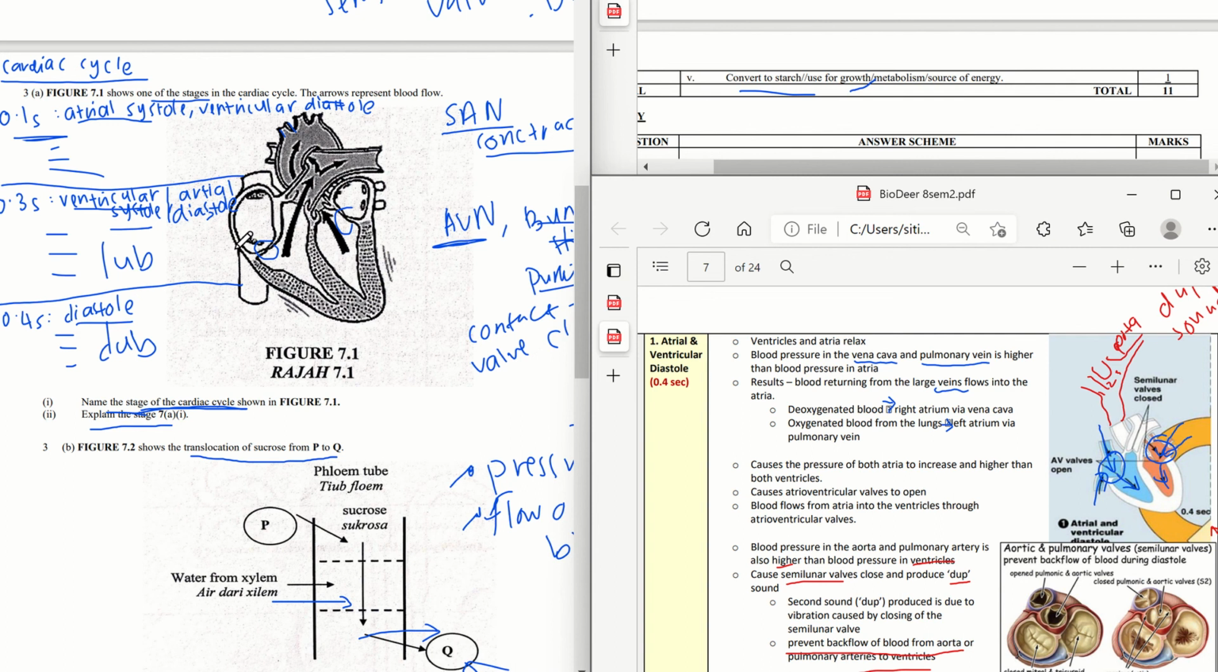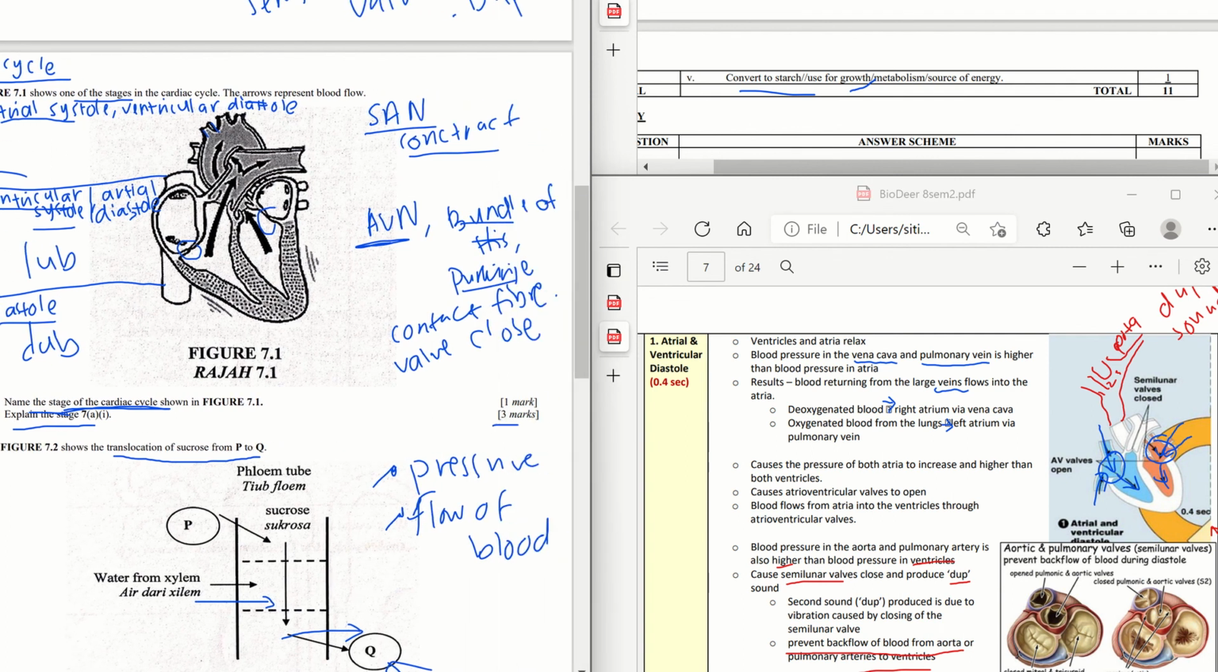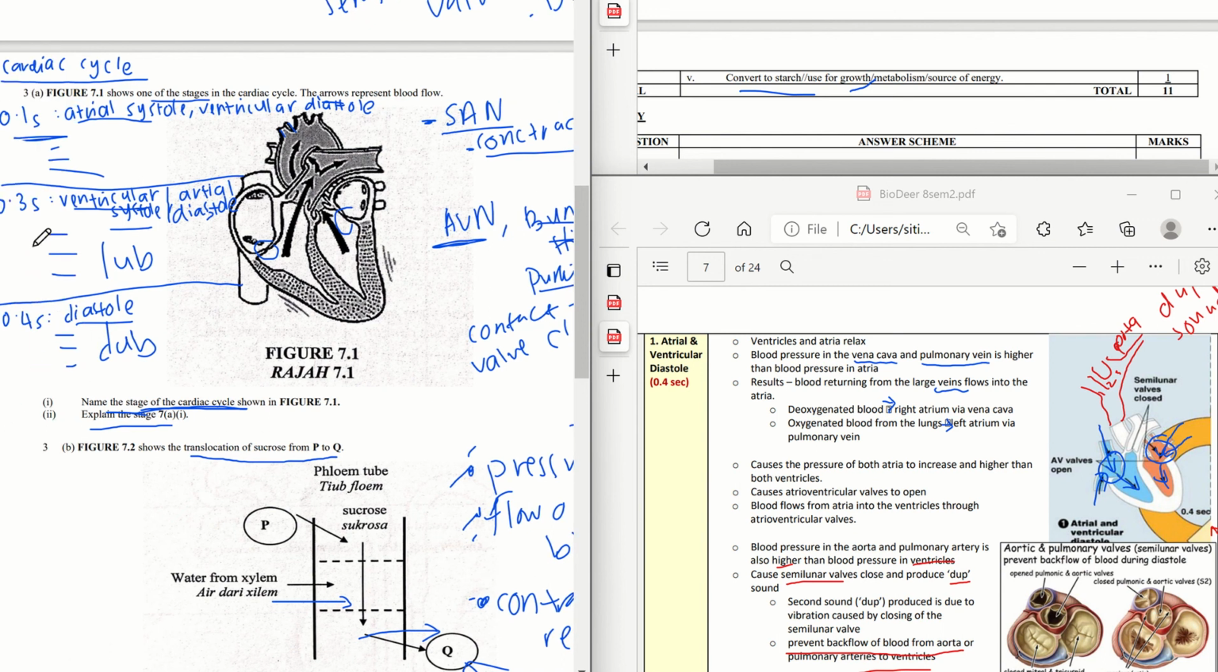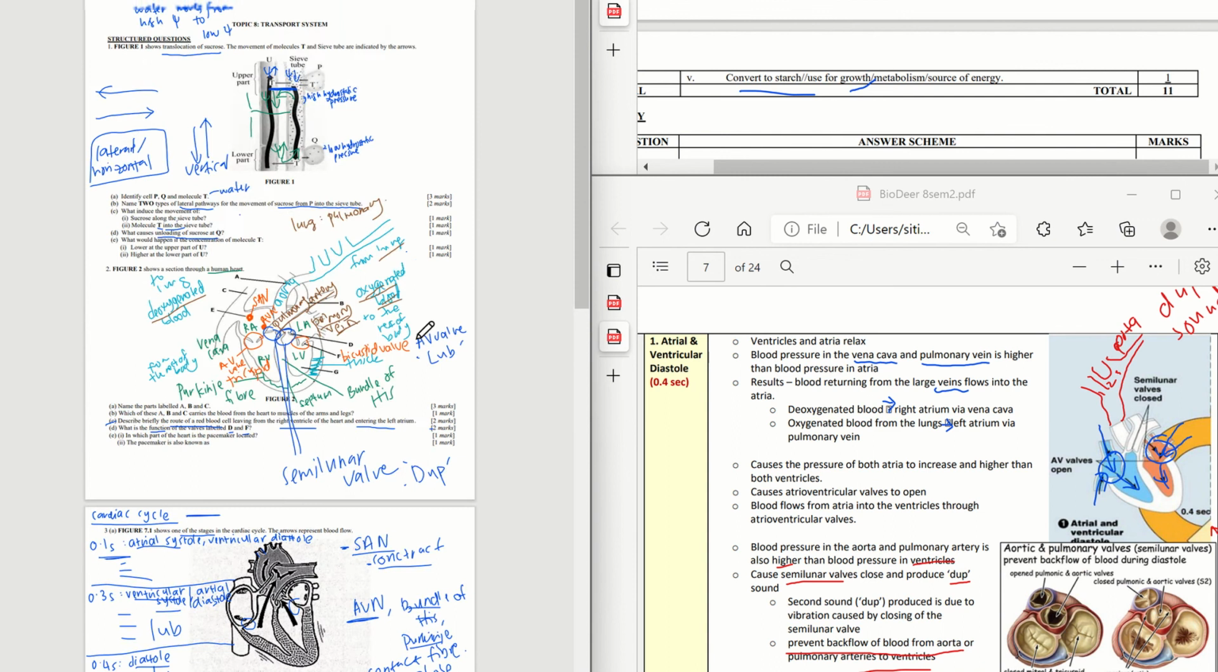Okay, so betul lah. So ingatlah dekat setiap stage ni you nak cerita pasal apa. You cerita pasal pressure kat mana high, mana low. Cerita pasal flow of blood dari mana ke mana. Okay, so bila atrial systole, you akan cerita pasal SAN, atria akan contract. Lagi satu you kena ceritalah siapa yang tengah contract, siapa yang tengah relax. Okay, so ada 3 key point ni untuk you terangkan untuk setiap stage of cardiac cycle. Itu sahaja. Revise, and then kita akan sambung chapter 9 lah.